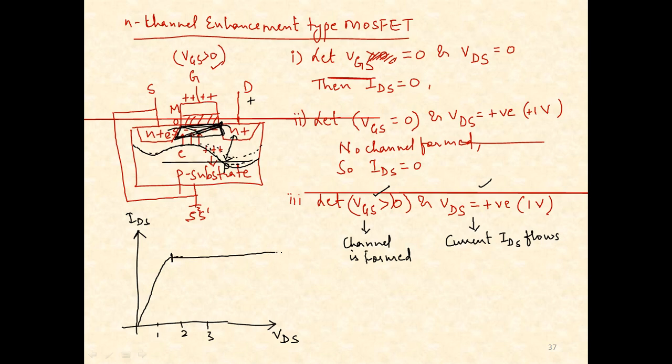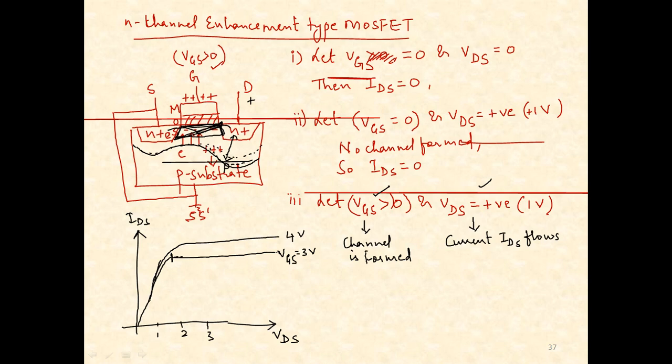Hope you are understanding. Let us just assume that this is for VGS equal to 3 volts, plus 3 volts. What if I increase VGS from 3 to 4 volts? The strength of the channel will increase, so again I will be getting a higher current. So, this will be for 4 volts.